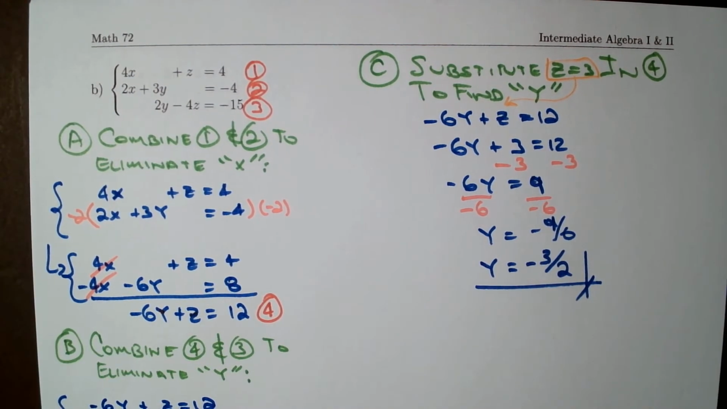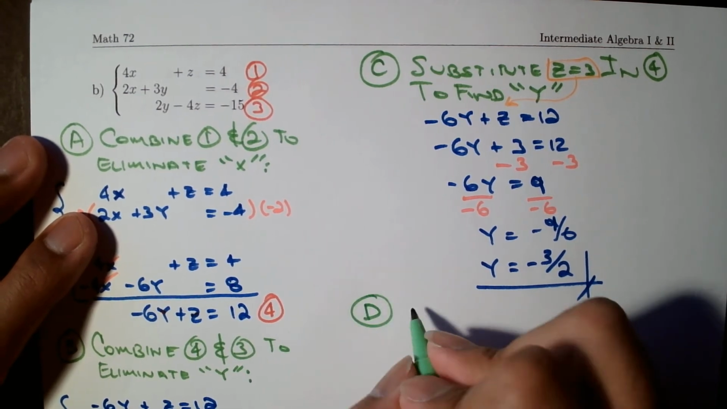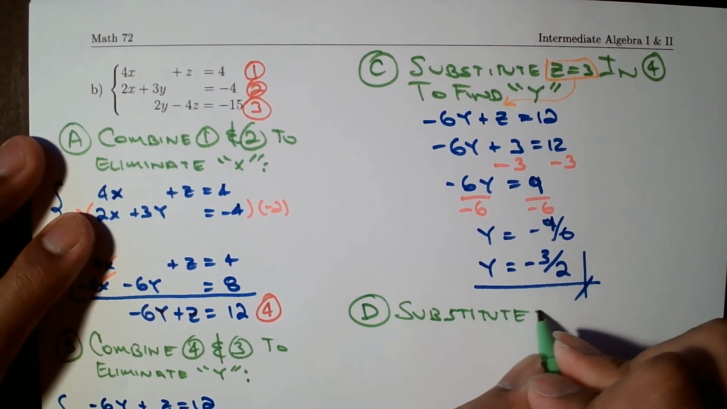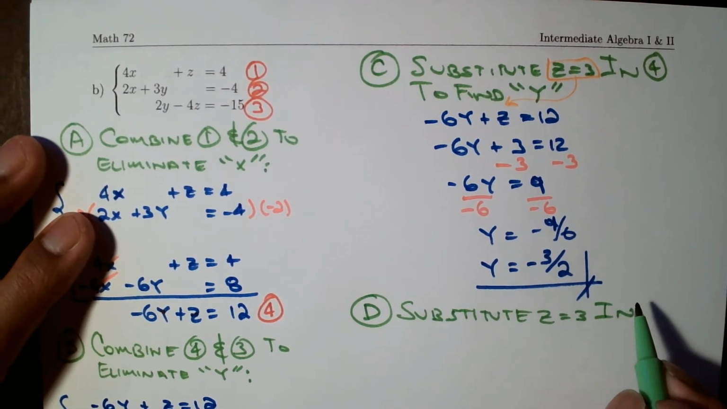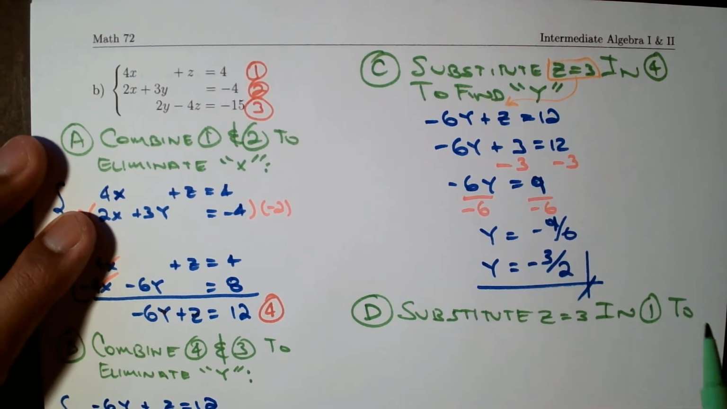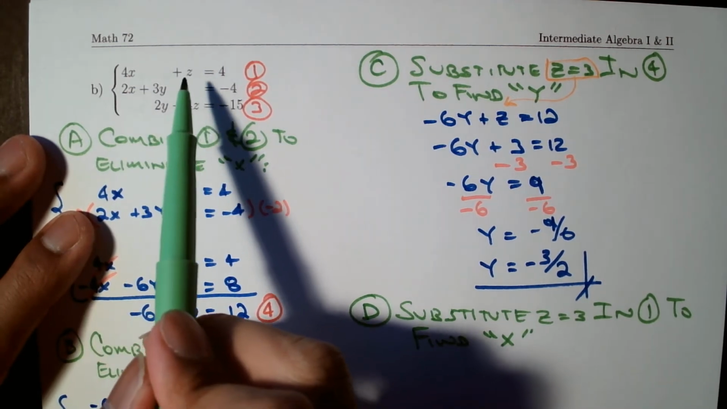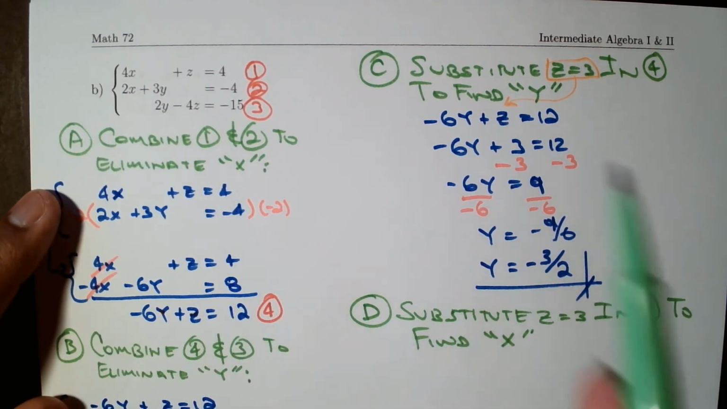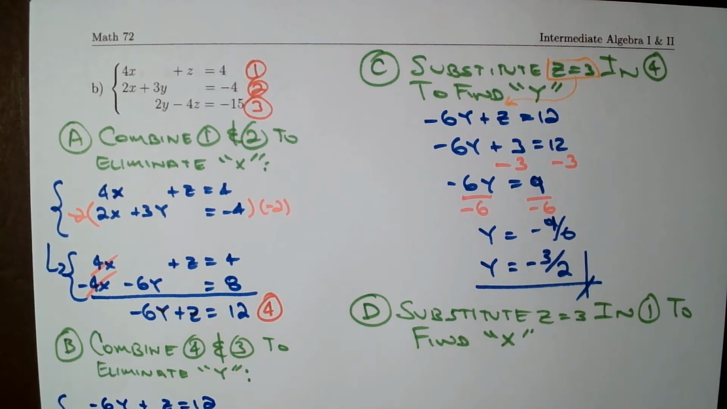I'm going to do a similar substitution for what I'm going to call part D. Substitute z equals 3 in this case 1 to find x. See how if we plug in z equals 3, we will be ready to have x by itself.